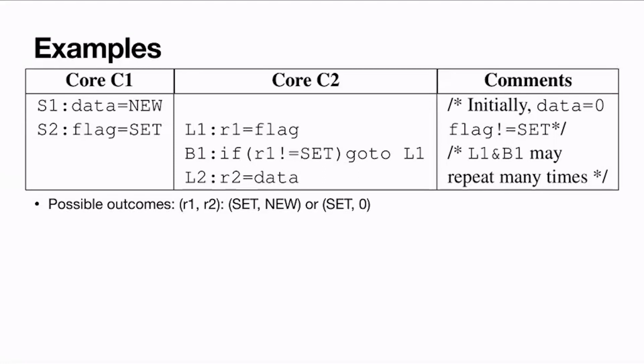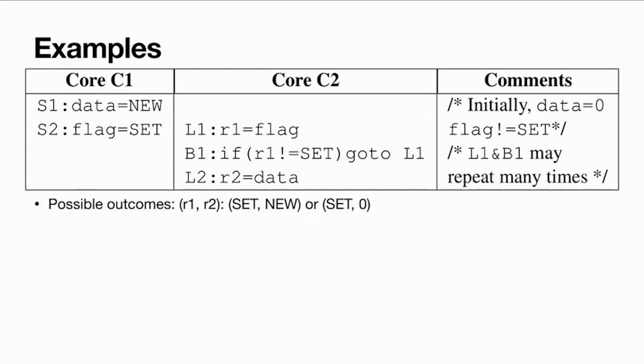For example, S1 is executed and then the flag is written. Once flag equals set, the condition is false, so it automatically comes out of the loop. Then the second load, L2, is executed. Once it is executed, data equal to new will already be there. So R2 is going to get new. So set and new is not a problem. Everyone expects set and new.